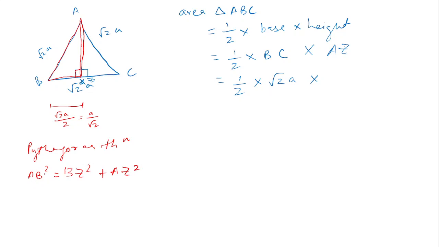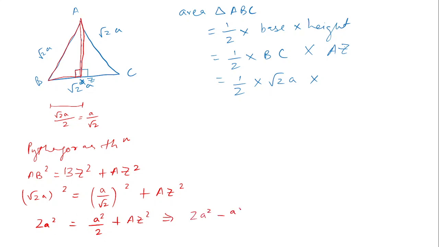Now AB square we know, which is root 2 whole square. BZ square we know, a by root 2, so square of it, plus AZ square, that we need to find out. The AZ length we need to find out. So I'll take it to this side, and let me first make the squares. That will be 2a square, a square by 2, plus AZ square.